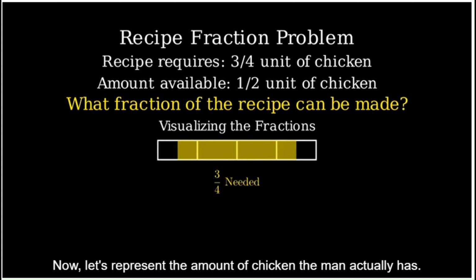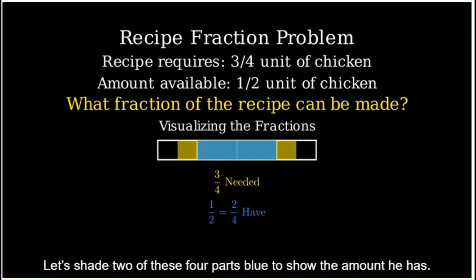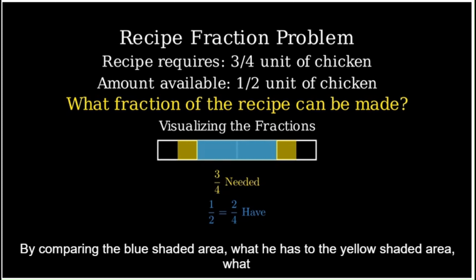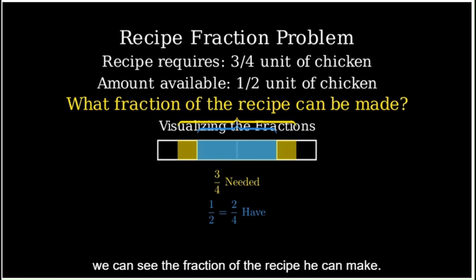Now, let's represent the amount of chicken the man actually has. He has 1/2 a unit. 1/2 is equivalent to 2/4. Let's shade 2 of these 4 parts blue to show the amount he has. By comparing the blue shaded area, what he has, to the yellow shaded area, what is needed, we can see the fraction of the recipe he can make.